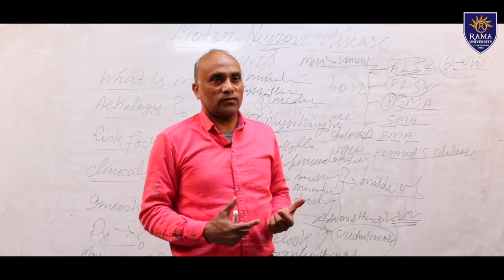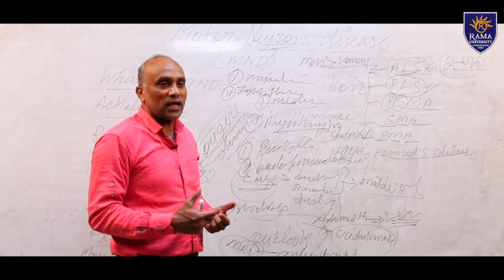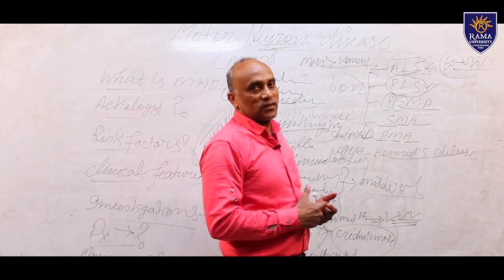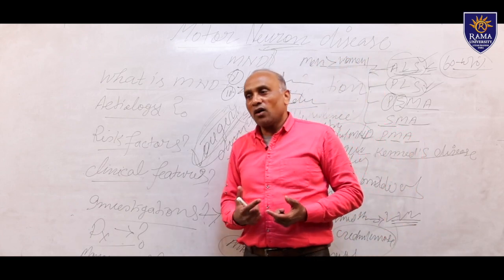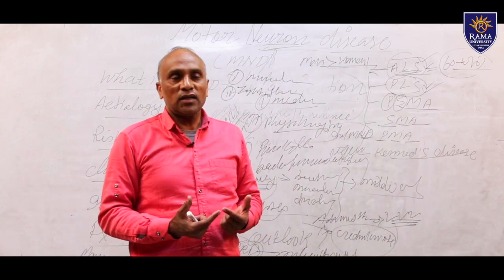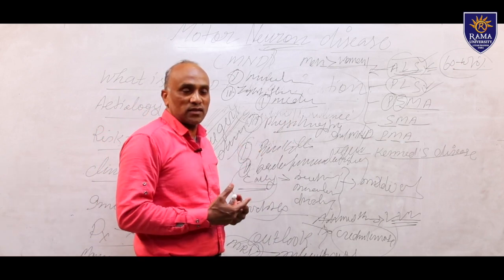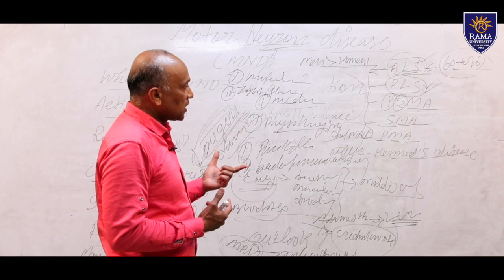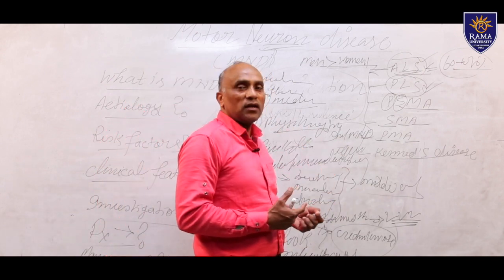And last is the outlook, the life expectancy for this disease. It actually depends upon the age of the patient, the age of onset, at which age the patient suffered from this disease. On the basis of that, we can get some idea about the outlook.